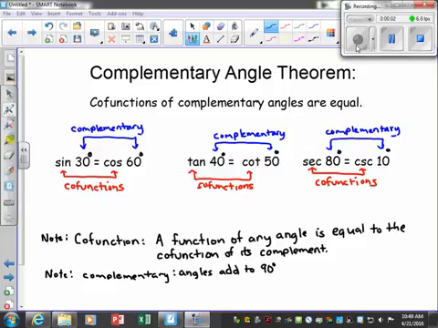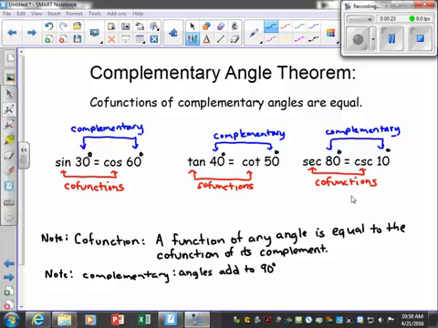Okay, complementary angle theorem is basically cofunctions of complementary angles are equal. And so, for example, I'm going to tell you that the sine and cosine are considered cofunctions. Tangent and cotangent are cofunctions. Secant and cosecant are defined to be cofunctions.